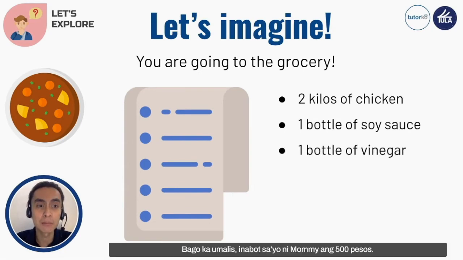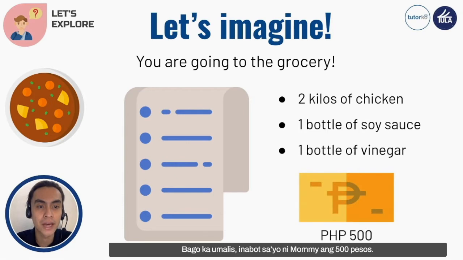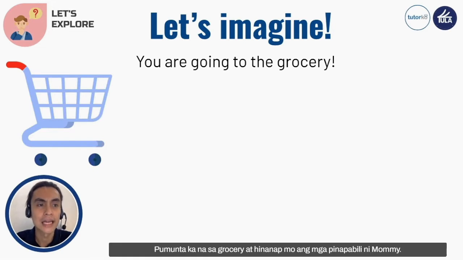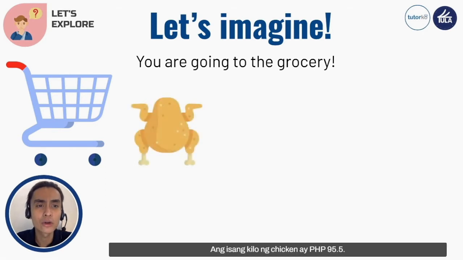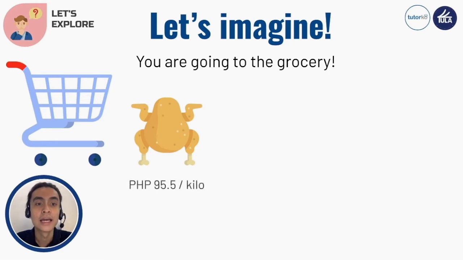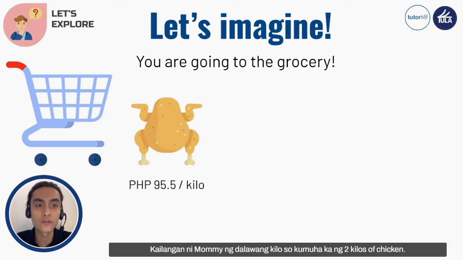Bago ka umalis, inabot sa'yo ni mommy ang 500 pesos. At sabi niya, dapat daw ay may sukli ka pang makukuha. Pumunta ka na sa grocery at hinanap mo ang mga pinapabili ni mommy. Una mong nakita ang chicken. Ang 1 kilo ng chicken ay 95.5 pesos. Kailangan ni mommy ng 2 kilos of chicken. So, kumuha ka ng 2 kilos.